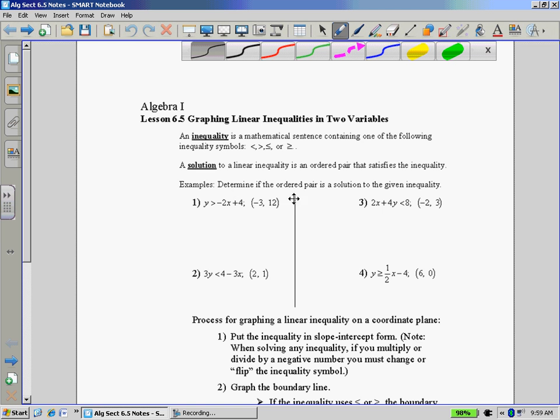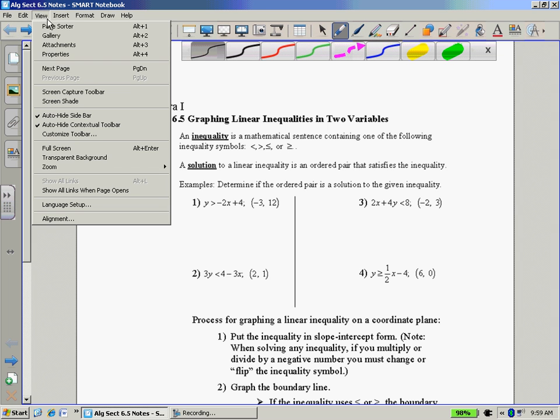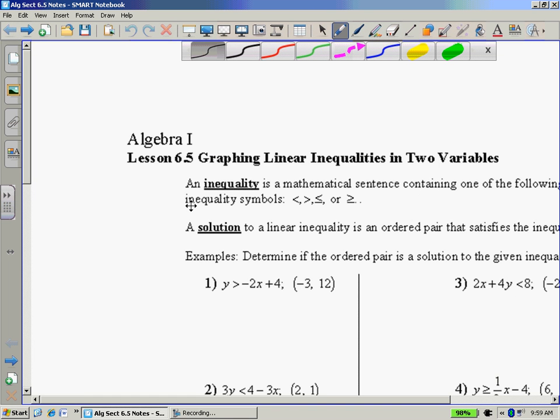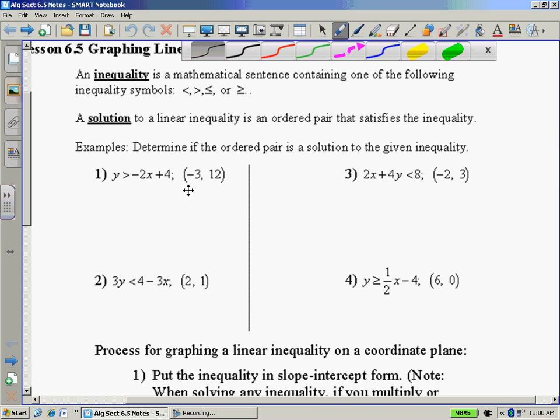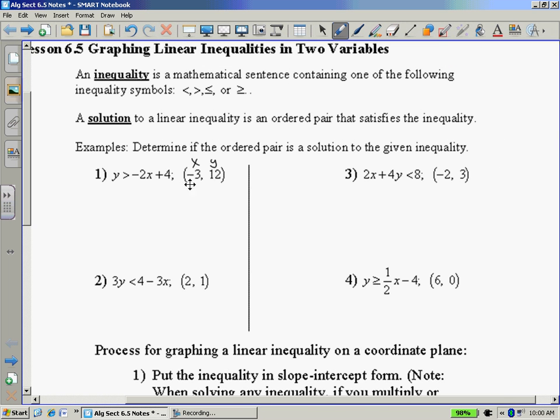Now we wanted to determine if the ordered pair is a solution to the given inequality. So in this case, let me zoom in a little bit. Okay, so I'm going to label these. We have x and y. Now, y, which is 12, is greater than negative 2 times x, which is negative 3, plus 4. I'm just going to plug this in and work out both sides of the inequality until I can tell if this is a true statement or not. 12 is greater than, that's 6 plus 4. 12 is greater than 10.